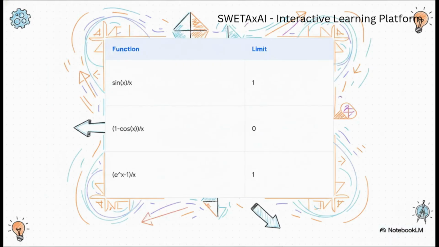Okay, I need you to burn this table of standard limits into your memory. Just look closely at these relationships, like the limit of sin x over x as x approaches 0 equaling 1. You know, these aren't just arbitrary equations. These are the foundational anchors you are going to use to quickly bypass those messy, time-consuming calculations on the exam. Truly, these are your essential shortcuts.